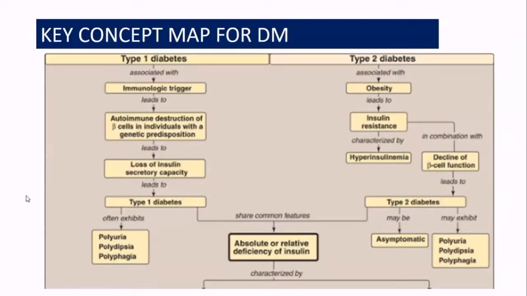So the key concept for diabetes mellitus, type 1 diabetes: maybe it's an immunological trigger that can lead to autoimmune destruction of the beta cells, and there is a total loss of insulin capacity, which leads to type 1 diabetes. The symptoms are polyuria, polydipsia, polyphagia. And in type 2 diabetes, there can be overweight or obesity that leads to insulin resistance, which leads to hyperinsulinemia and decline of the beta cell function that leads to type 2 diabetes development. Initially the patient can be asymptomatic and gradually develops the symptoms, the so-called polyuria, polydipsia, and polyphagia.